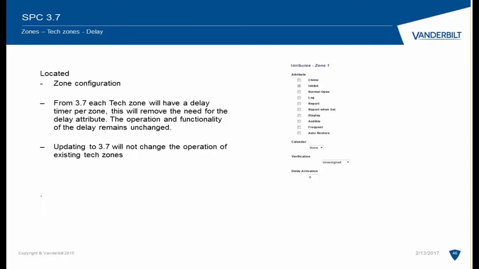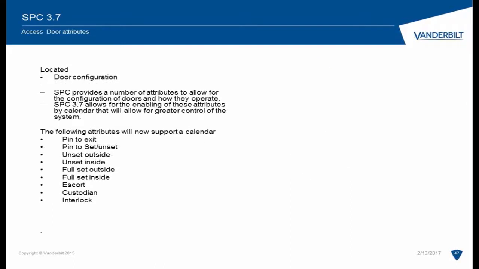Okay, in this market package, we also added a delay activation timer to each individual tech zone. Initially, the tech delay was applicable to all zones. It was global across all technical zones, but now it's on each individual zone. So this basically allows us a delay on the zone opening before it actually sends through an alert or a transmission or whatever is connected to that particular zone.